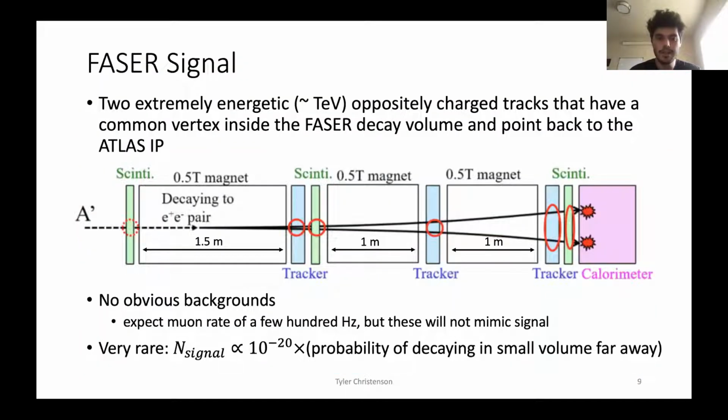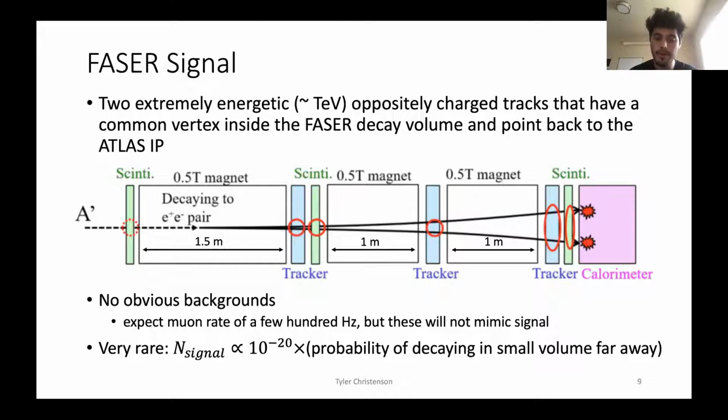Now, getting into a bit about the signal that we expect to see. As I've been saying, we expect to see these oppositely charged pairs going through our detector. Specifically, we're looking for two highly energetic, oppositely charged particles, on the order of a TeV or so, that have a common vertex inside of this decay volume, the 1.5 meter long, half a Tesla magnet. And we expect that vertex to be pointing back to the ATLAS interaction point. So if you were to trace these tracks all the way back, it should be coming from around that area.